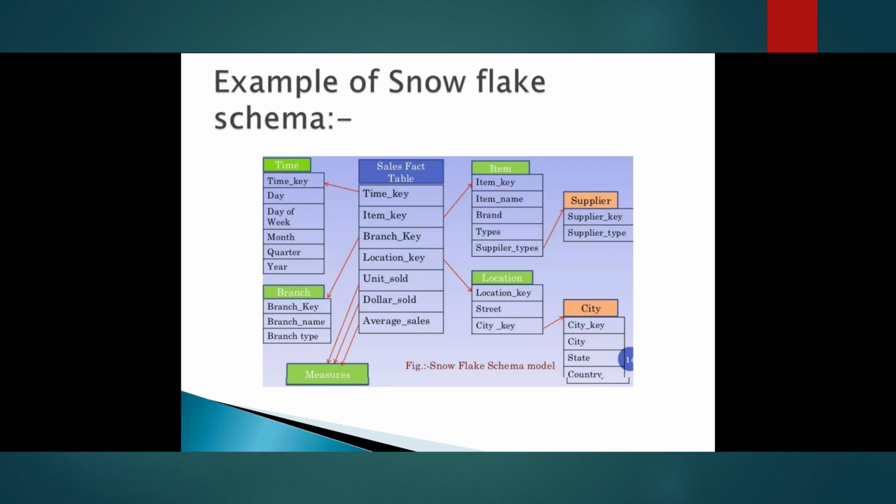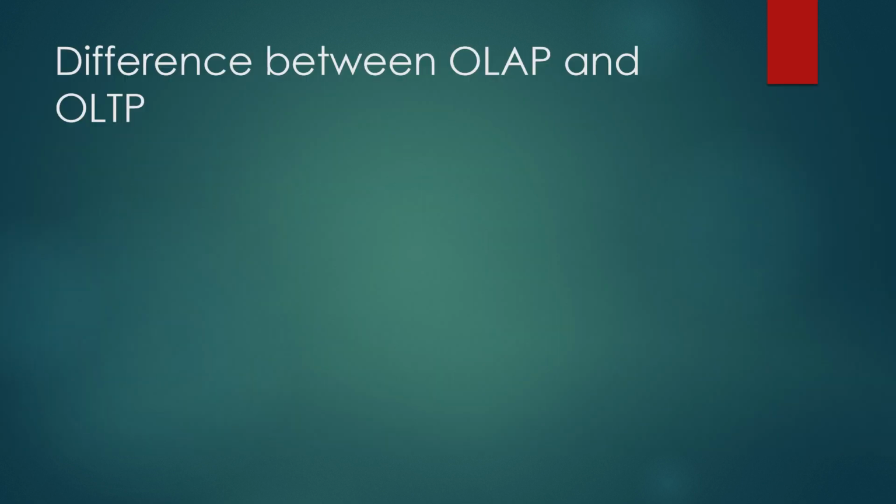Example of a snowflake schema. It is similar to the star schema, which consists of a main sales fact table and subtables such as time, branch, item, and location. But the main difference is that item and location also have subtables, such as suppliers and city, in the dimensions.